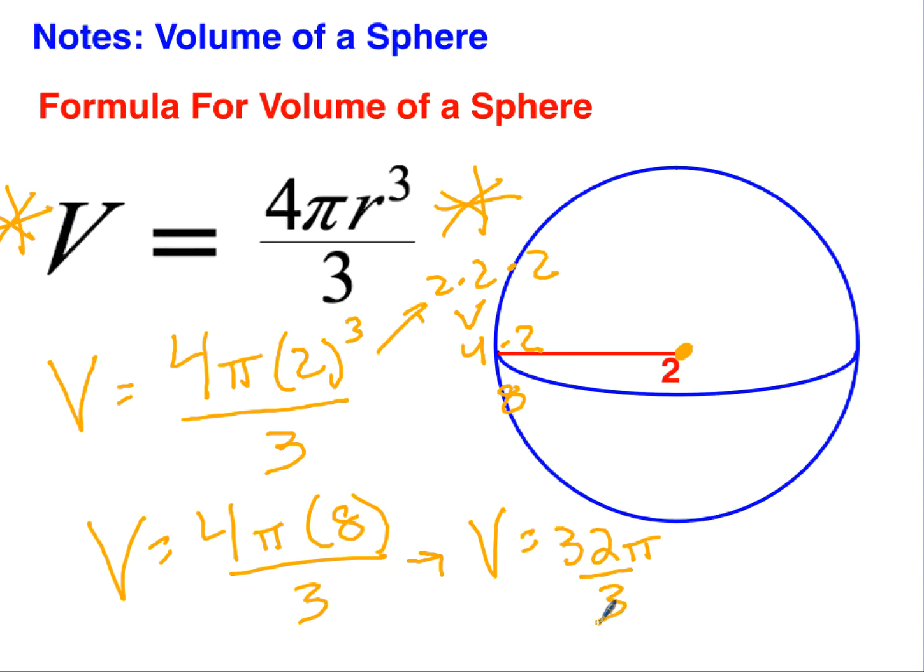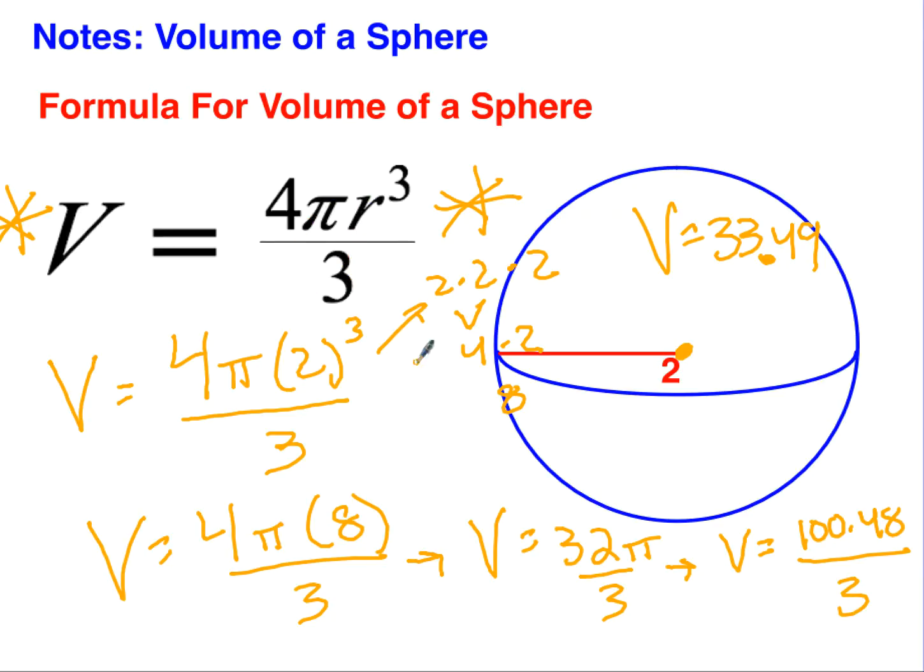pi over 3. Now is when I actually get to do some multiplication. I get to do 32 times 3.14. Because I'm using 3.14 for pi, I get 100.48. I still have to divide all that by 3. I'm just going to do that as my last step to get 33.49 if I round. So the volume of this sphere is 33.49. So again, it's as simple as just plugging in our radius into our formula and then evaluating the top, dividing by 3 in the end.